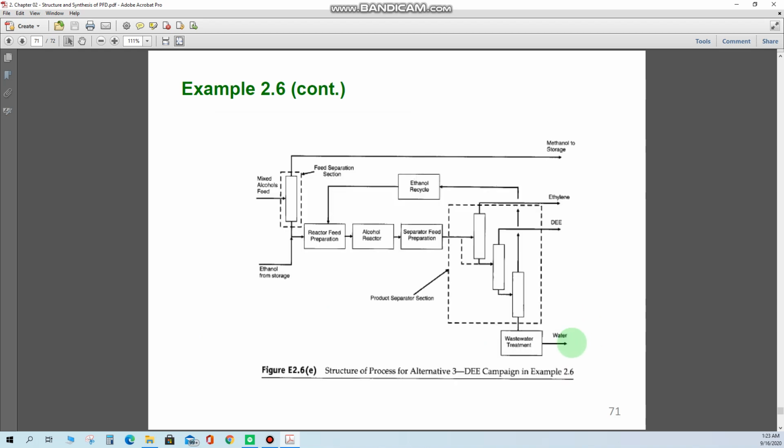Now the other alternative that we can see here is to have the mixed alcohols where we separate the methanol and the ethanol. The methanol will be sent to the storage, and now we will be only dealing with the ethanol. The ethanol will be going to the reactor, and we can have the formation of diethyl ether and ethylene, which is going out of the system, and only the ethanol is being recycled back into the process.